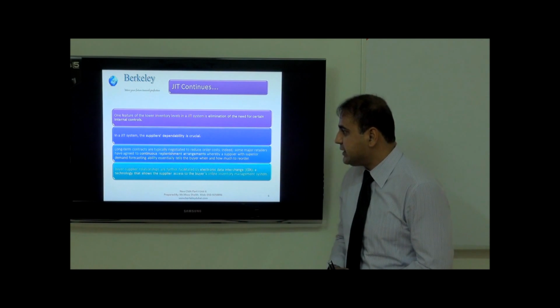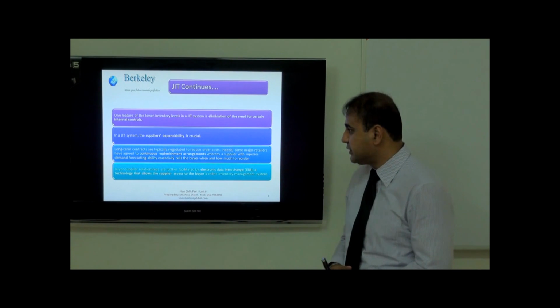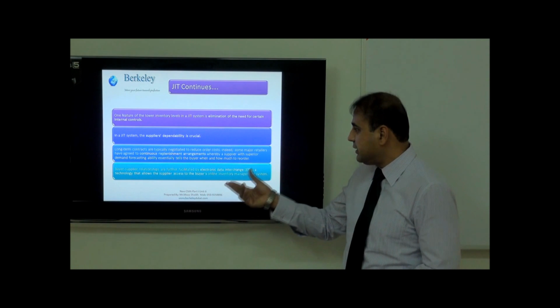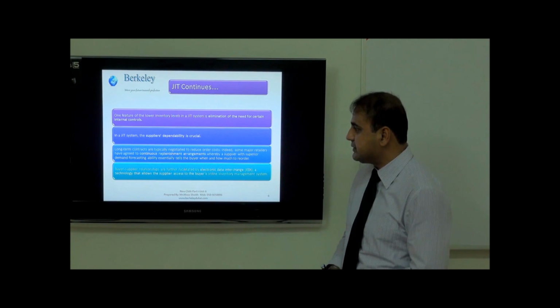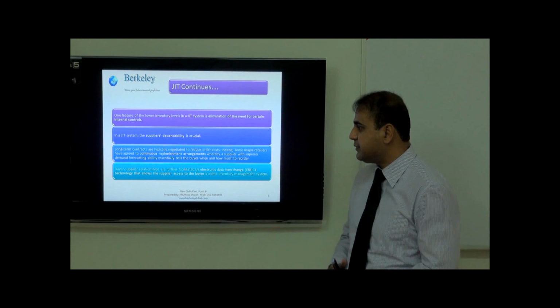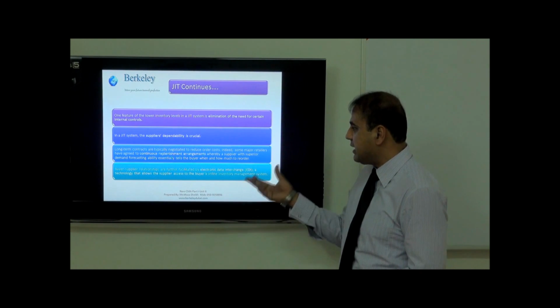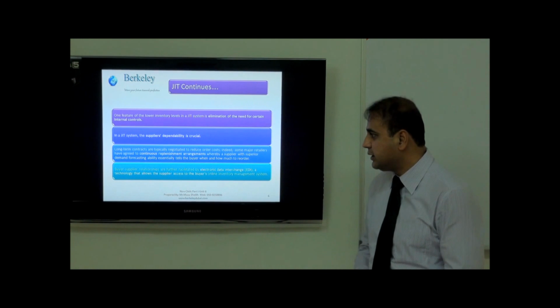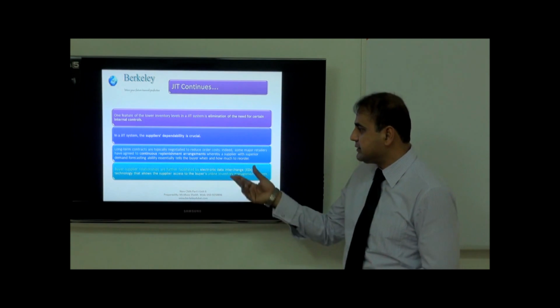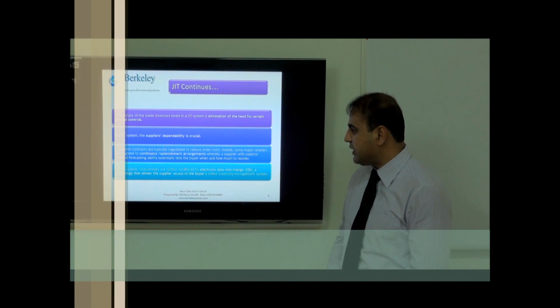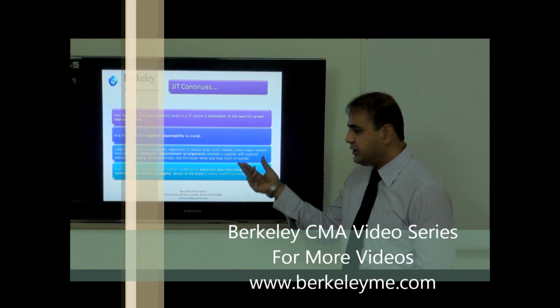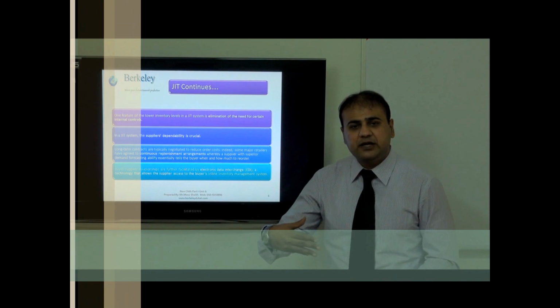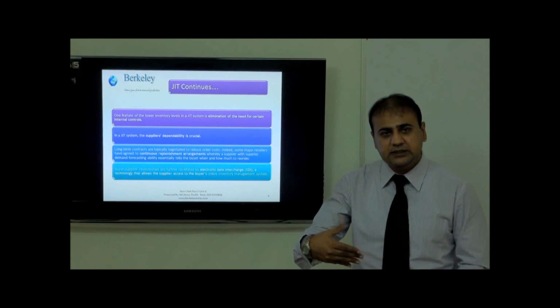Long-term contracts are typically negotiated to reduce order cost. Then some major retailers have agreed to continuous replenishment arrangements, whereby a supplier with superior demand forecasting abilities essentially tells the buyer when and how much to reorder. This we can achieve by defining our reorder quantities.